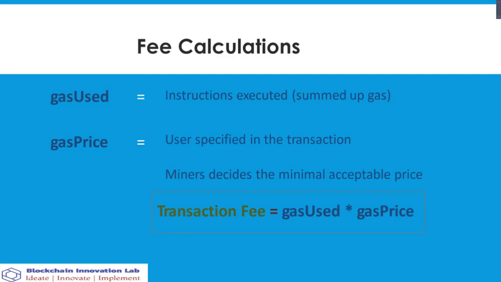And what is the gas price? It is user specified in the transactions, and the miners decide the minimal acceptable price, as I already talked about. So gas price is nothing but this: somebody needs to accept your transaction, and for that you need to put some price. Gas used is how much has been used, how much gas you still have. So how do you calculate this? You calculate this by using this formula: transaction fee equals gas used into gas price.